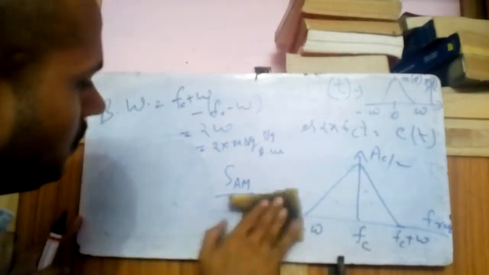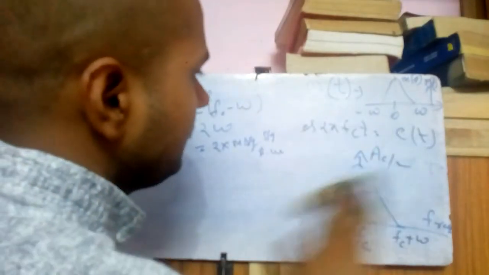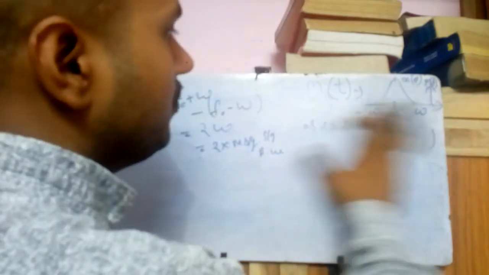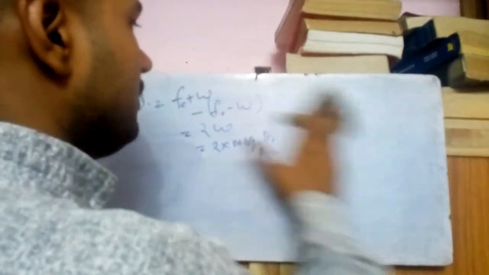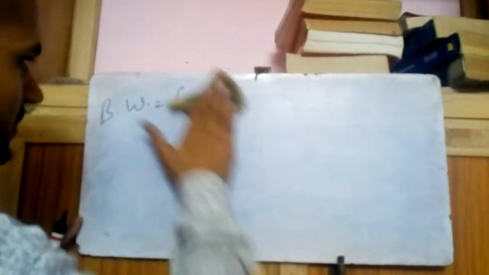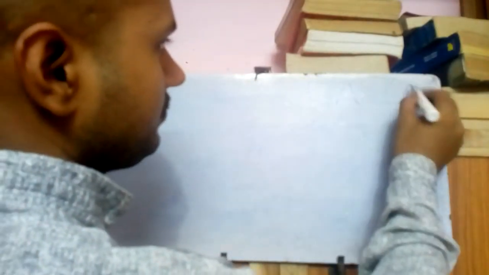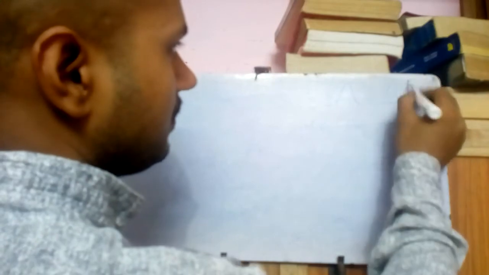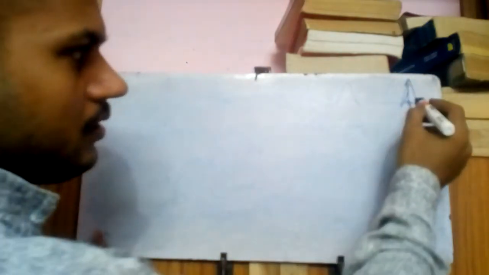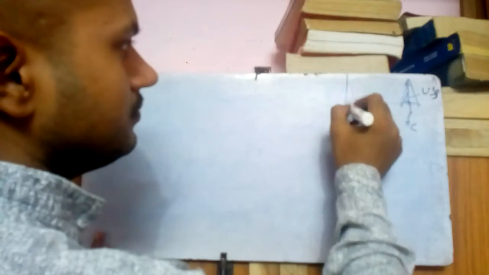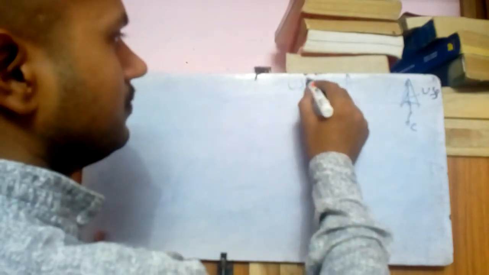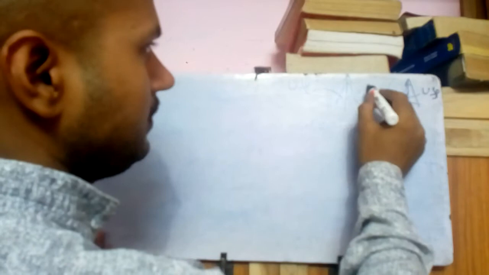So the amplitude modulated signal contains 3 components. One, the carrier component at fc. Second, the upper sideband above fc, and third, the lower sideband below fc, right?